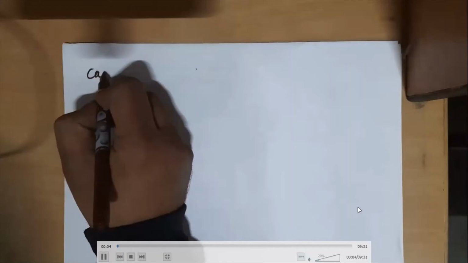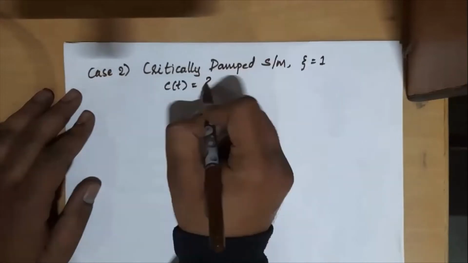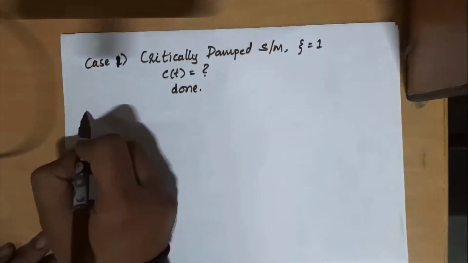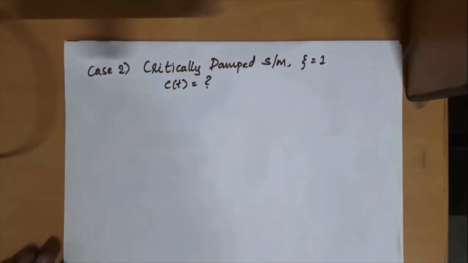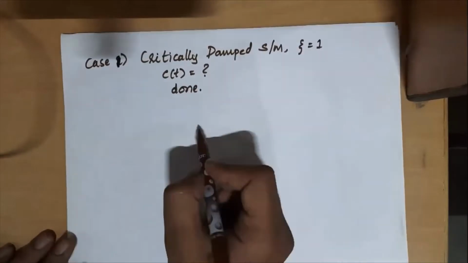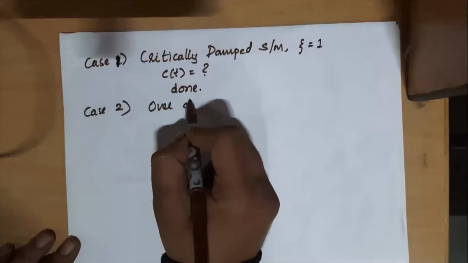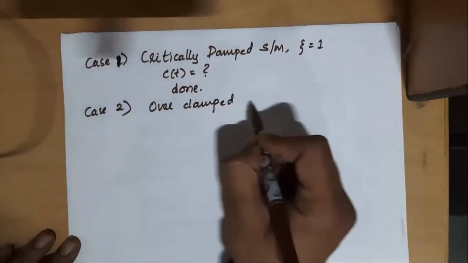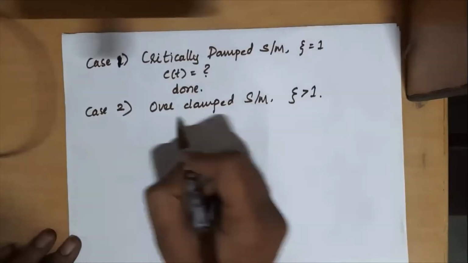So we discussed the critically damped case in the previous class, if I'm right. Critically damped system, which means zeta equal to 1. Sorry, that was case 1. So this is done. Critically damped system. So we'll proceed with the over damped situation now. Over damped system for which zeta is greater than 1.